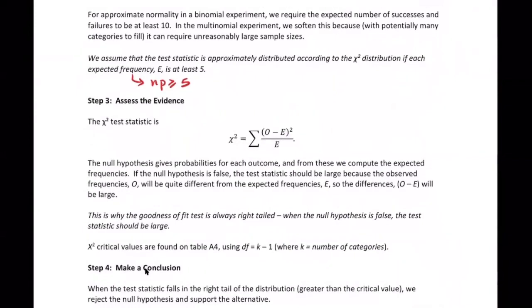Okay, step 3, assess the evidence. Chi-square statistic is this thing. The null hypothesis, and we've already done it, so this should not be a big deal. The null hypothesis gives probabilities for each outcome, and from these, we compute expected frequencies. If the null hypothesis is false, the test statistic should be large, as we talked about, because the observed frequencies will be quite different from the expected frequencies, so the differences, O minus E, will be large. This is why the goodness of fit is always a right-tailed test. When the null hypothesis is false, the test statistic should be large.